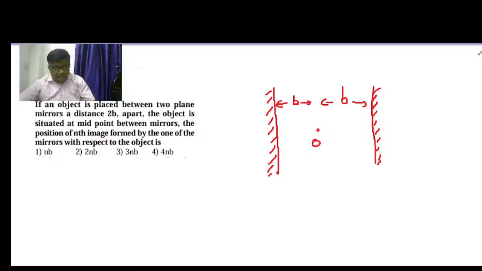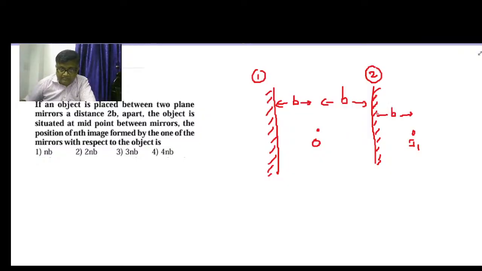So in this scenario, basically what happens is I can call this mirror 1 and this is my mirror 2. Now you know that if I take the second mirror, it will form the first image I1 here. If this is b, it will form at a distance b. The same object will act like object for the first mirror also. It will form image here I1 dash. This will also be at a distance b from the mirror.